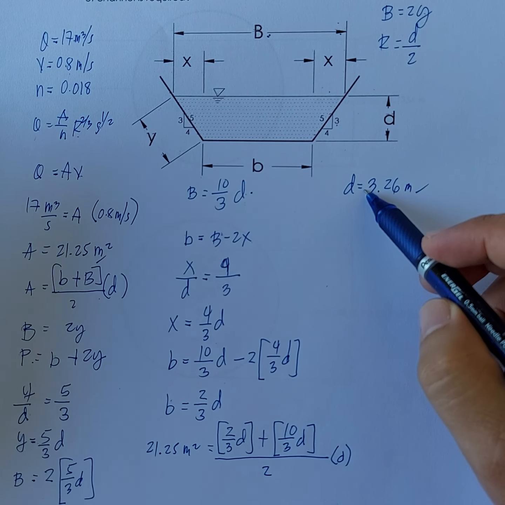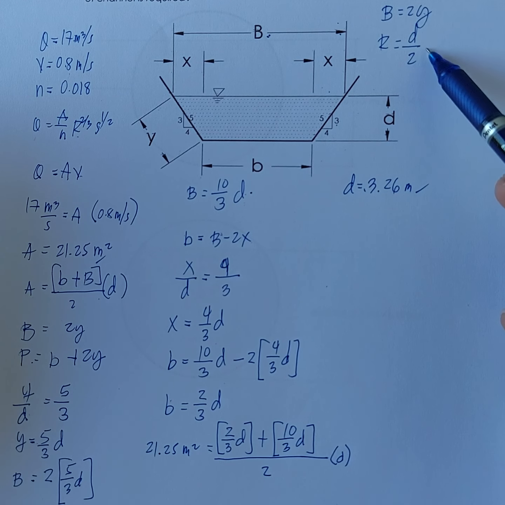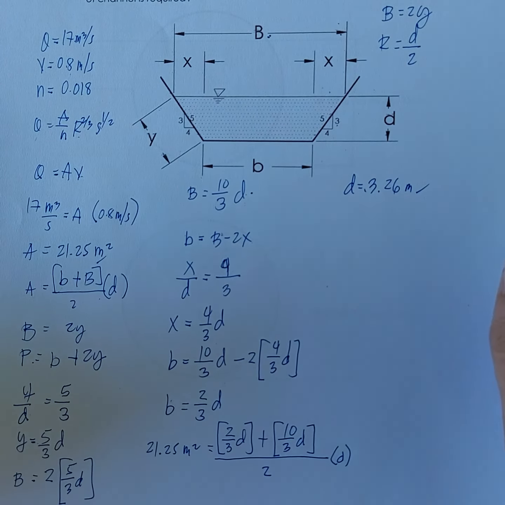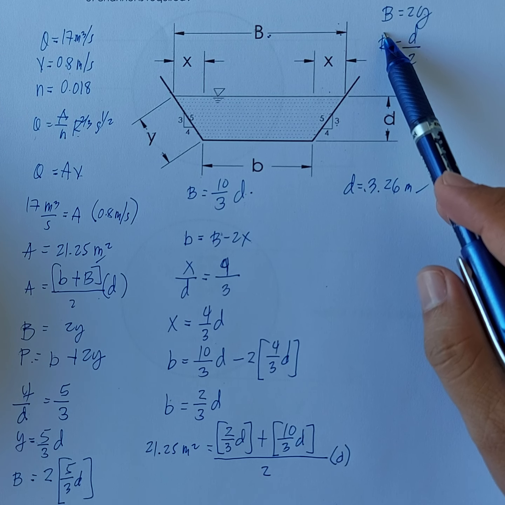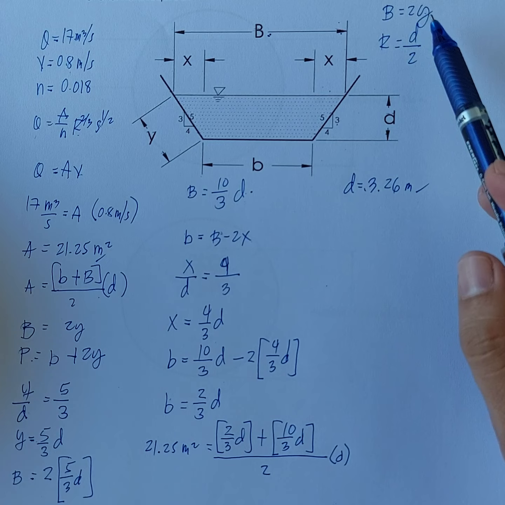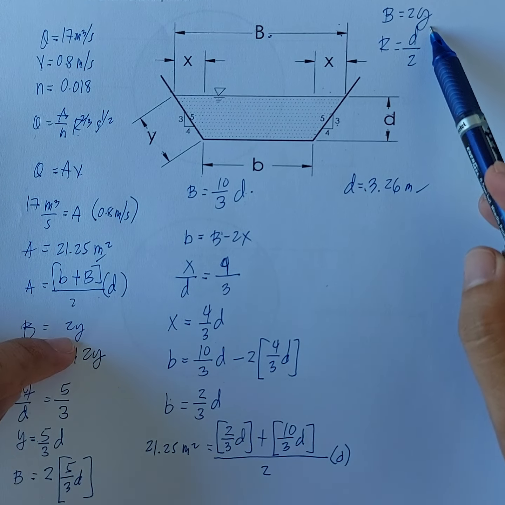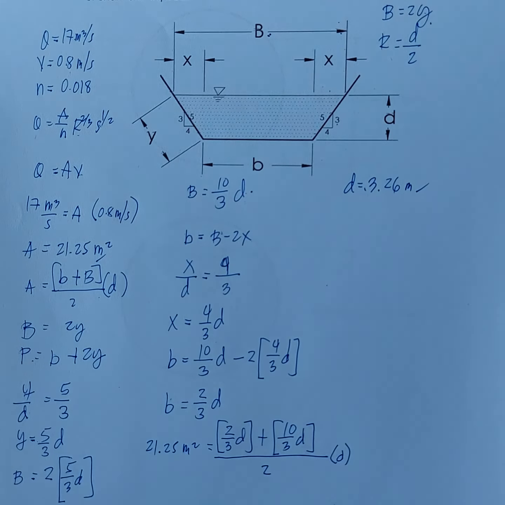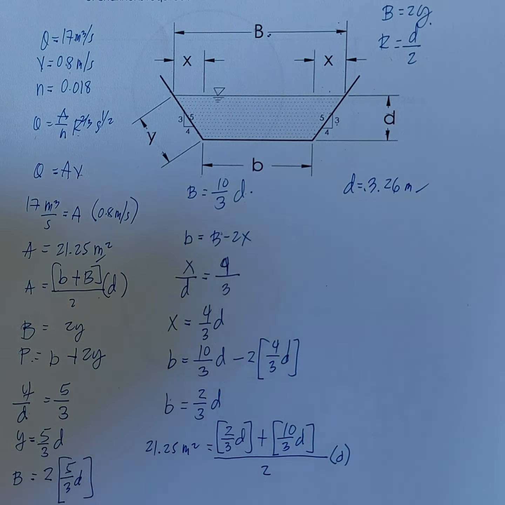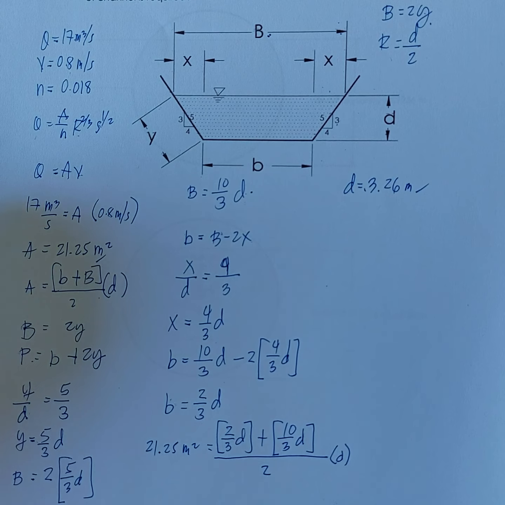If we have D, then we can now solve for the hydraulic radius, D over 2. So those are the two conditions for trapezoidal sections to be most efficient: B should be 2y, which we used earlier to solve for the value of D, and the hydraulic radius should be D over 2. With that, we can now solve for the required slope to produce the discharge.